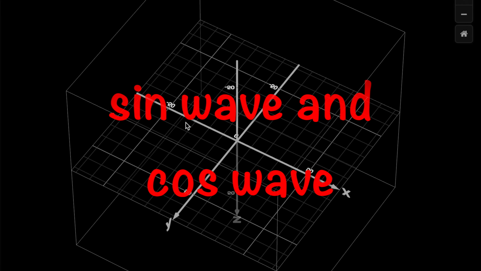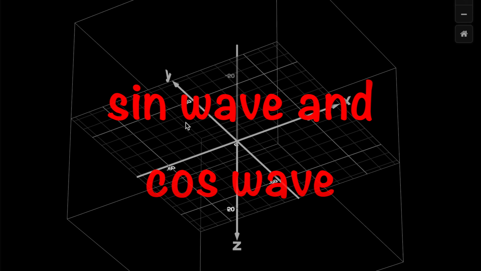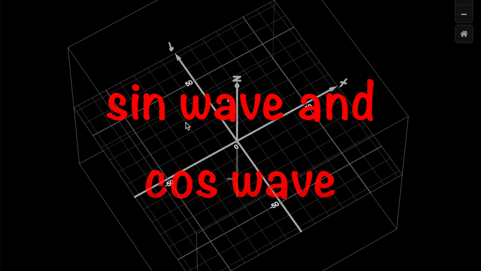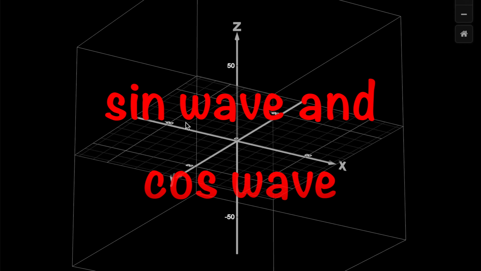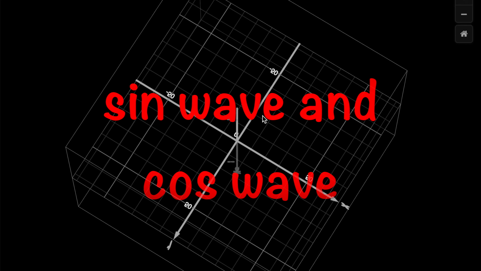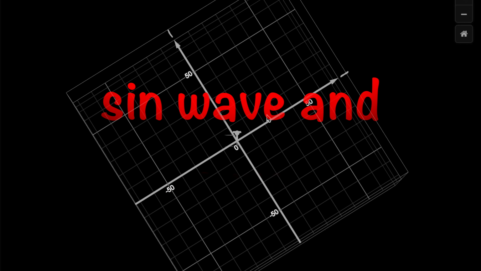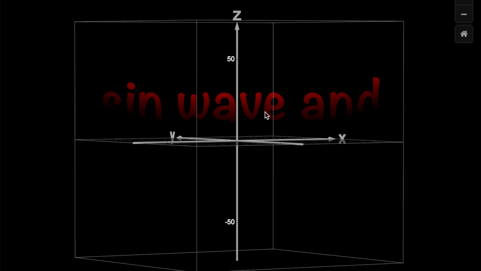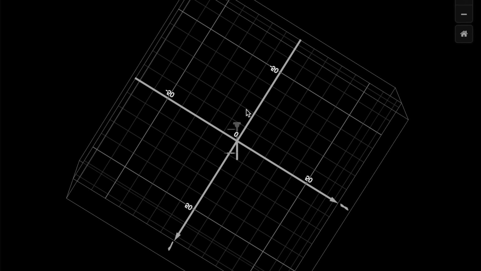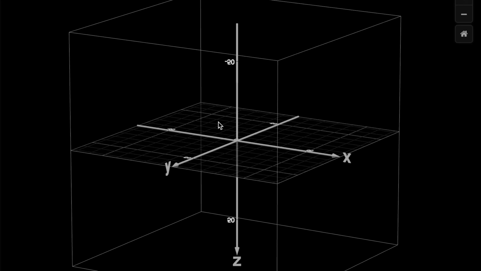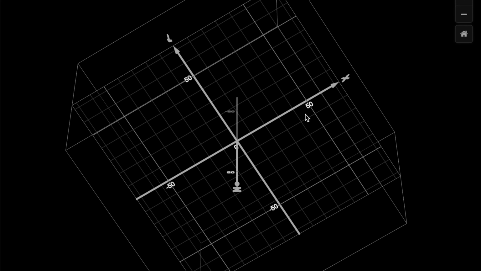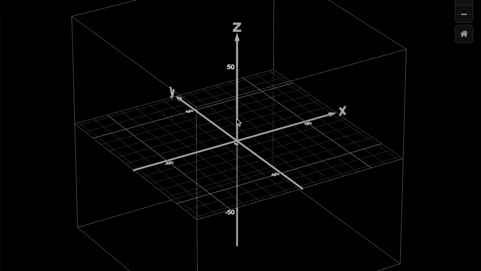In this video, we will learn what is sine wave, cos wave and tan wave. In this particular view, you are looking at the 3D XYZ axis. Here this is the y axis, this is the x axis and this is particularly the z axis.